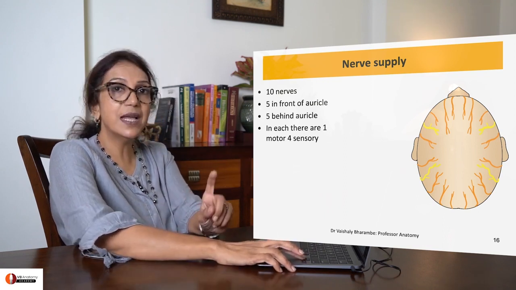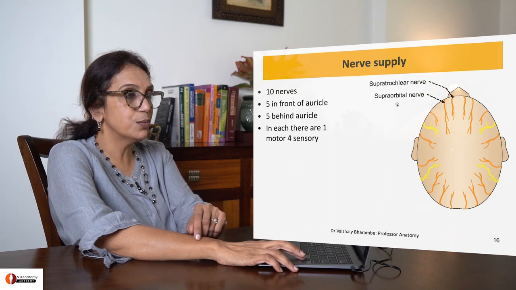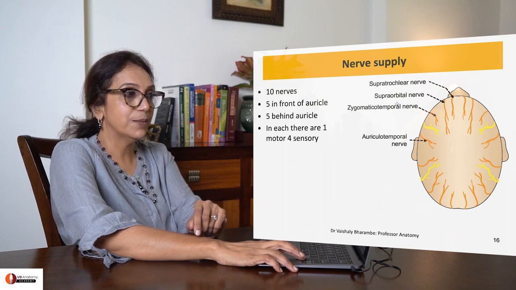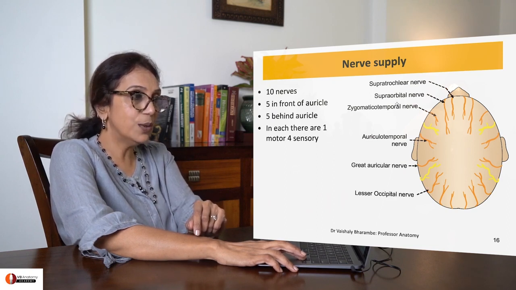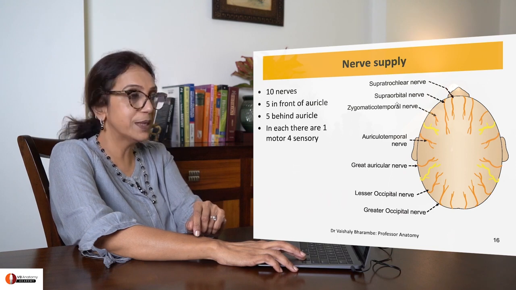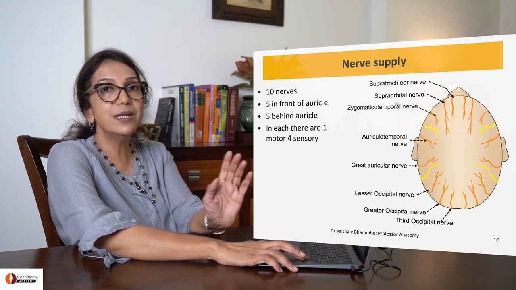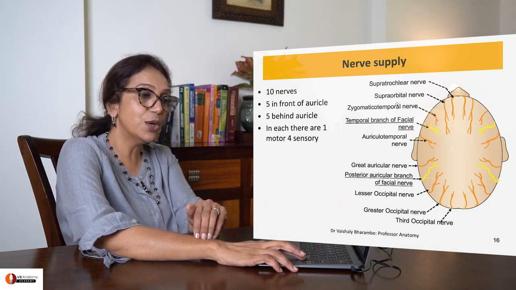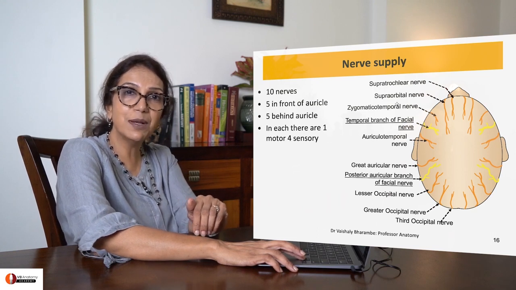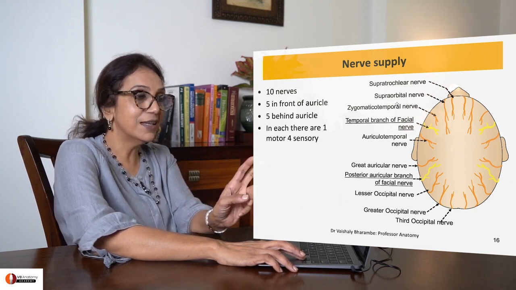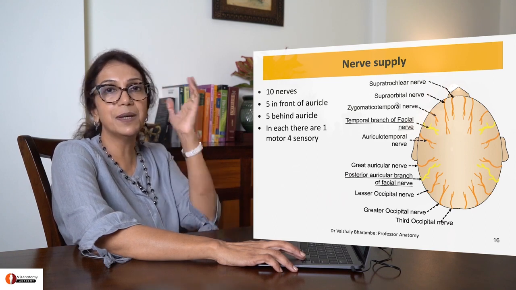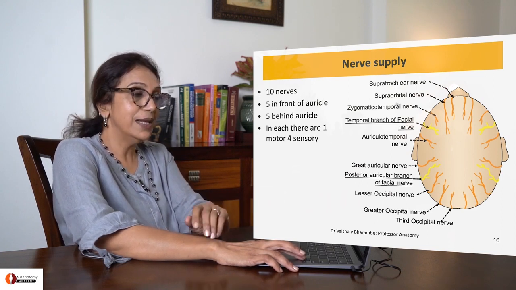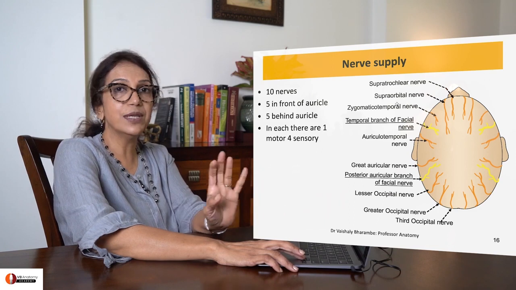So the nerves are as follows: supratrochlear, supraorbital, zygomatico-temporal, auriculotemporal. Behind the ear, greater auricular, lesser occipital, greater occipital and third occipital. All sensory nerves. Now here you see the temporal branch of facial and the posterior auricular branch of facial. Does this strike you as something familiar? Yes, these are the nerves which supply the frontal belly and the occipital belly of the occipitofrontalis muscle of the scalp. So now let's go back to our drawing sheet and draw this nerve supply.